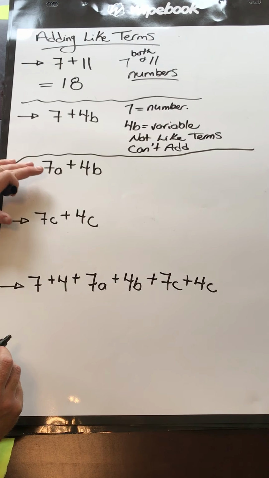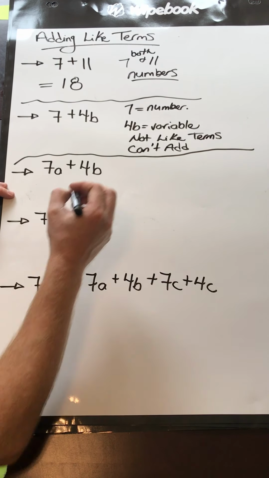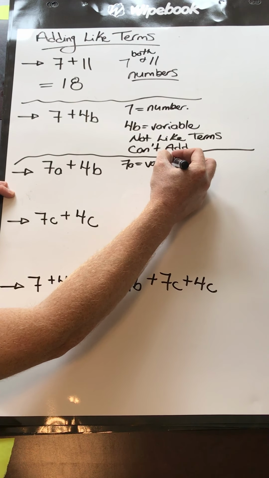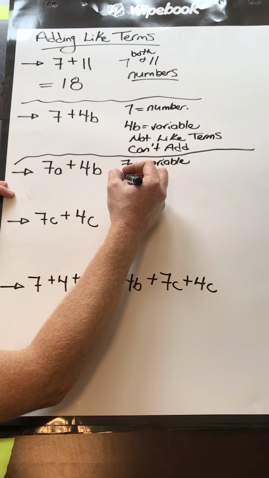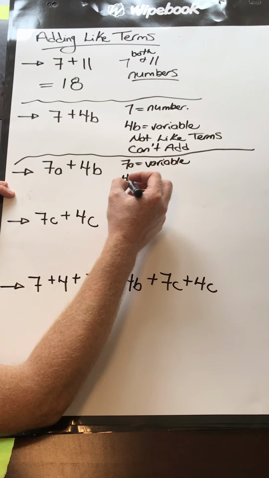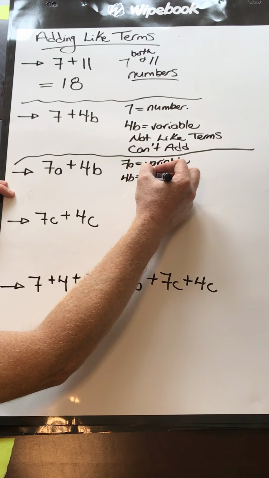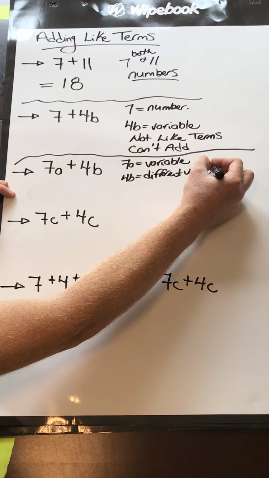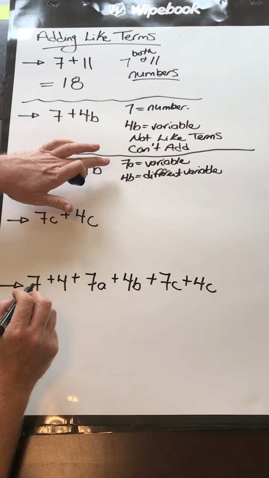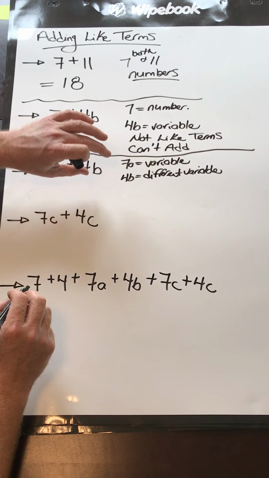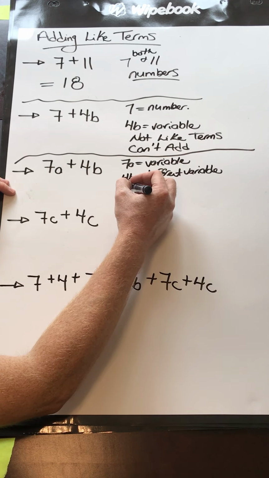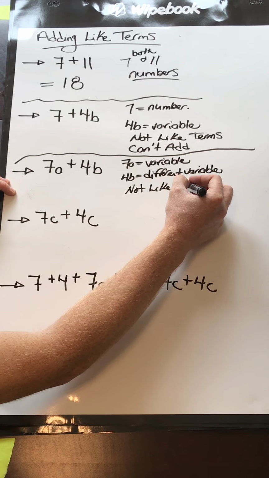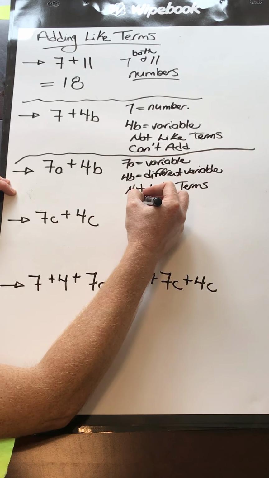The next one, we have 7a plus 4b. Well, 7a is a variable, and 4b, even though it's a variable, it's a different variable. So again, these are not like terms. They are apples and oranges. So it's not like terms, can't add.